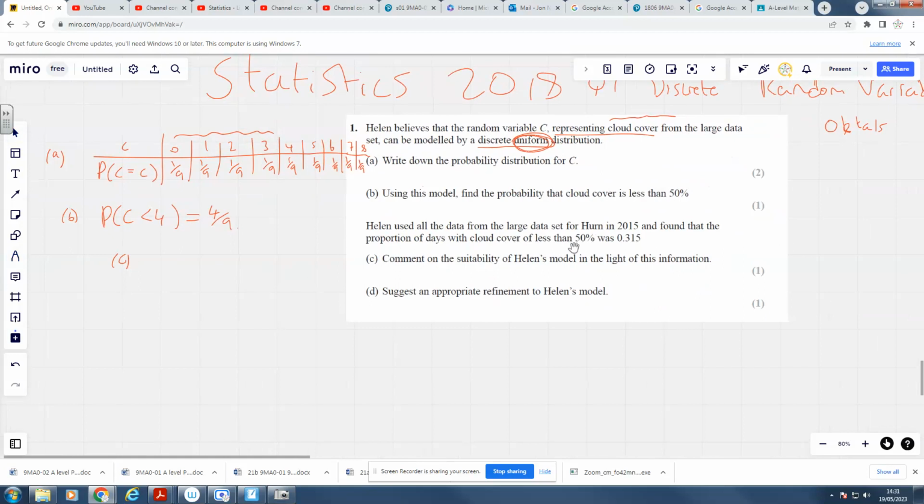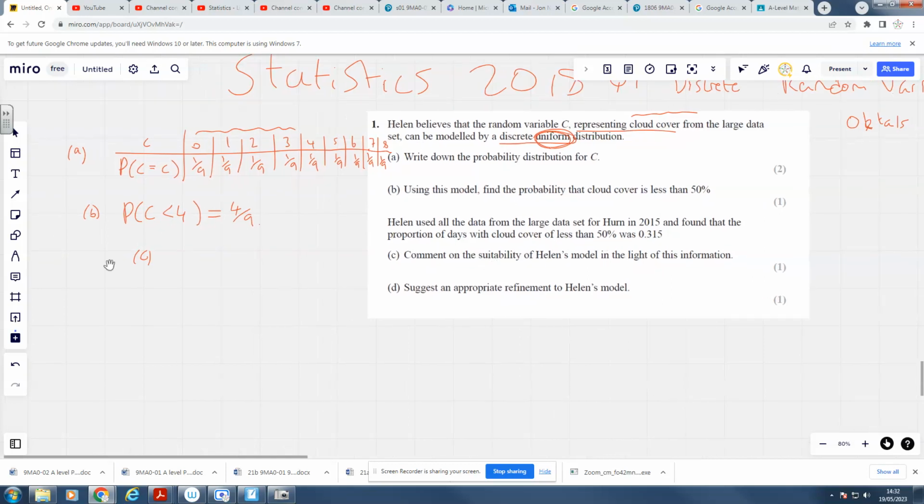Okay, Helen used all the data from the large data set for Hurn in 2015 and found that the proportion of data with cloud cover of less than 50% was 0.315. Comment on the suitability of the model. Well, our model suggests that this should be 0.4 recurring, yeah? And that is not that close to 0.315. In other words, when Helen's looked at the real data of how cloudy it is, she can see that actually it's more cloudy than not. And that's certainly matching up with what I'm looking at outside right now. It's a cloudy day. It's always cloudy, isn't it?